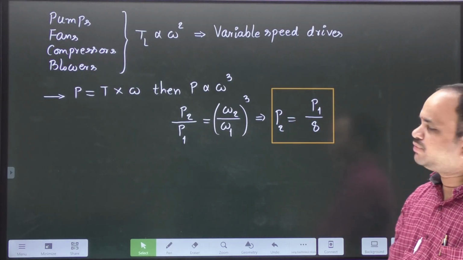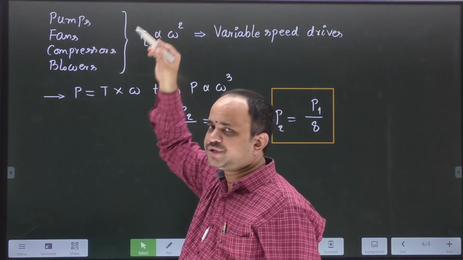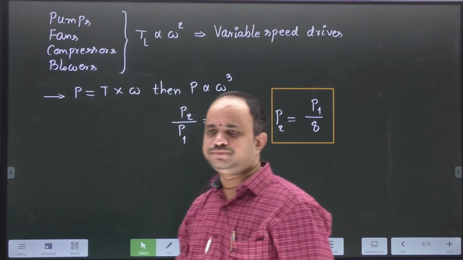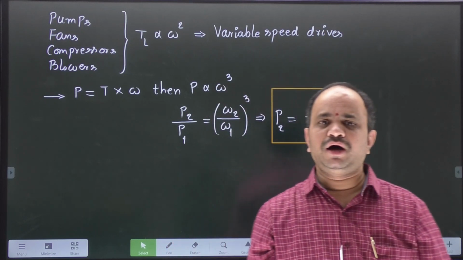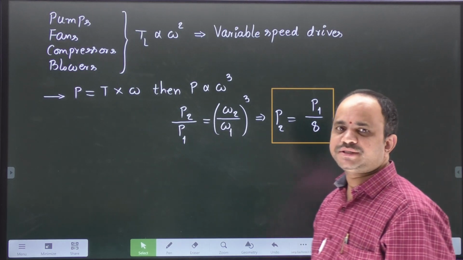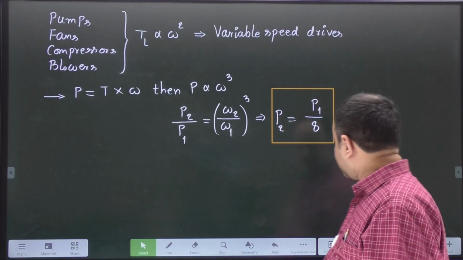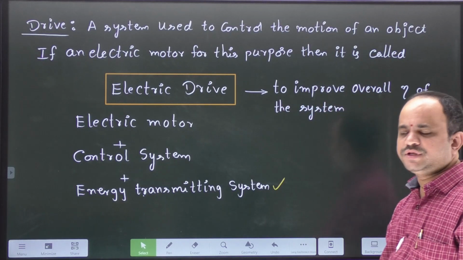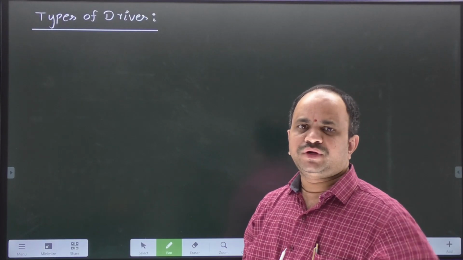So in simple words, in all the applications we have listed here, pumps, fans, compressors, blowers, where torque is proportional to the square of the speed, whenever the speed is reduced by half, the power consumption is reduced by 8 times. That will be a great saving of electric power from the consumption point of view. So the basic purpose of electric drives is to improve the overall efficiency of the system.